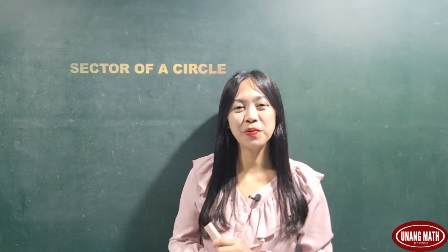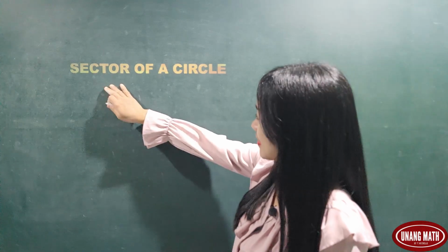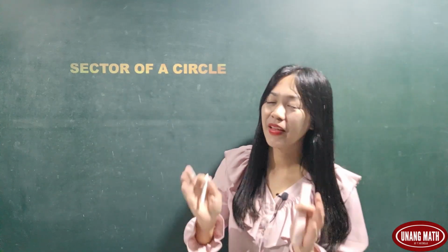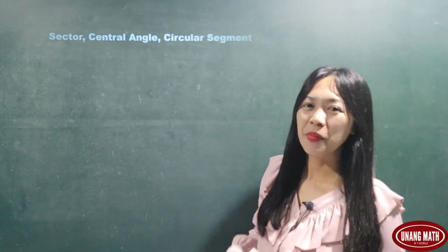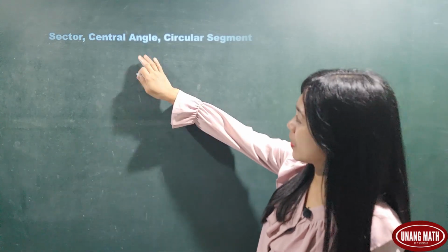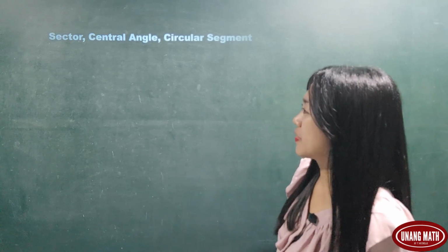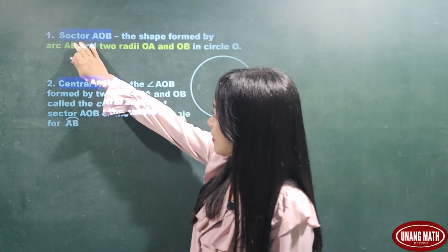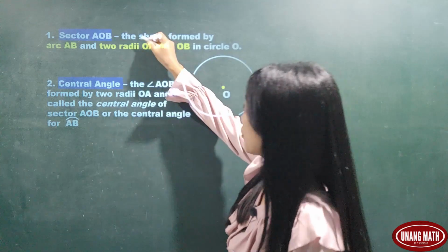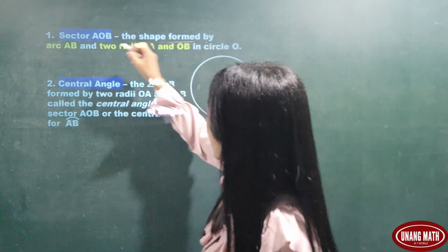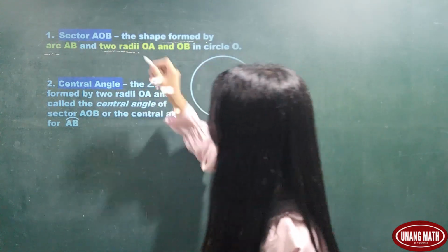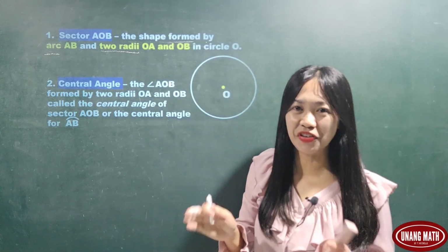In this episode, our lesson is sector of a circle. In this lesson, we will be discussing sector, central angle, and circular segment. Okay, let's start with sector. When we say sector, this is the shape formed by an arc and two radii in a circle.